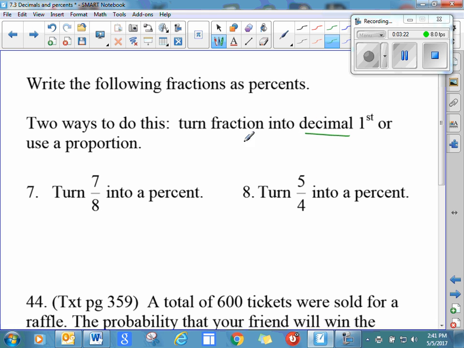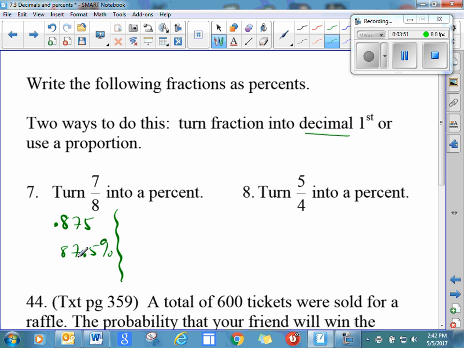And a proportion says, okay, I know 7/8, but I want to know what this fraction would be if my denominator were 100, not 8. So I'm going to do it both ways for you. I took my calculator, I divided 7 by 8, and I got 0.875. Move the decimal point 2 places to the right, and add a percent sign.